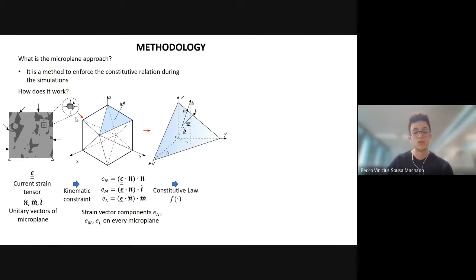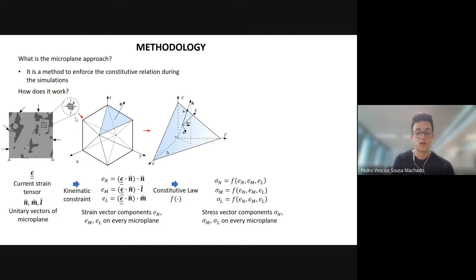And now we can use our constitutive law. We take these strain vector components, use them in a constitutive relation, and calculate our stress vector components at each of these planes. So each of these planes can have three stress vector components. Having this, we apply the principle of virtual work, which is this equation, and then we obtain the stress tensor.